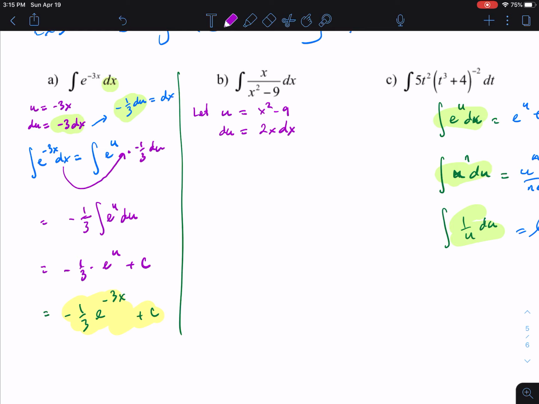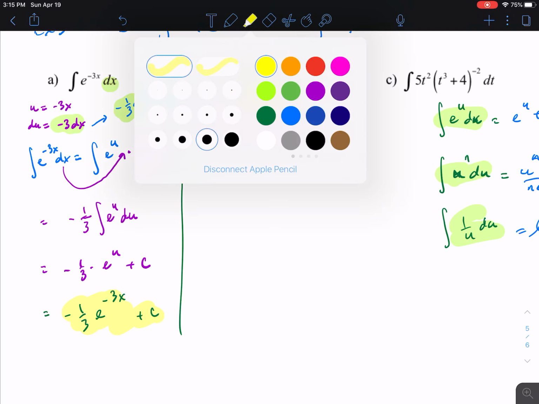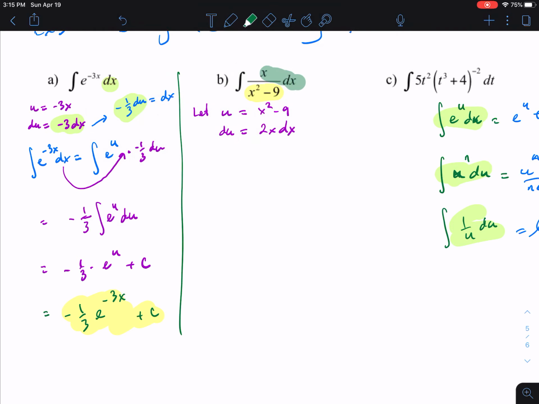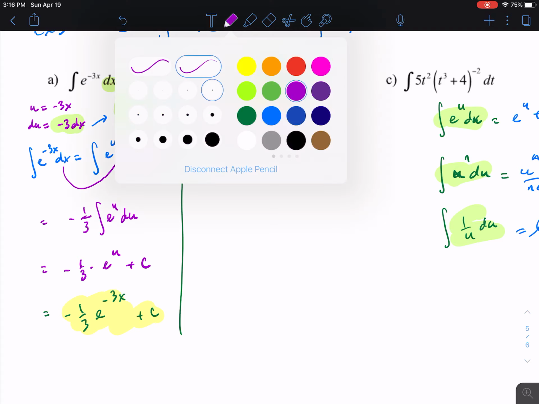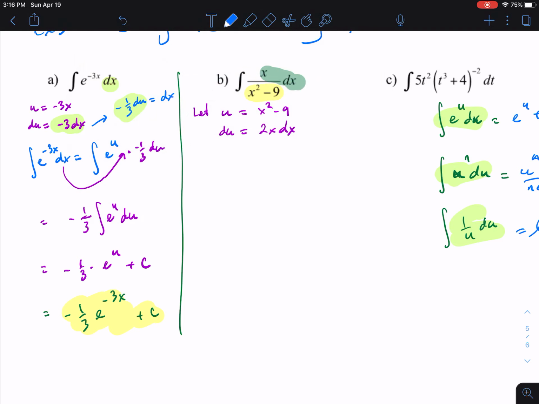Okay. Now notice that this part here is going to be u, but then we have this x dx left over to replace by du. Well, du is 2x dx, so we have an extra 2 there. So what we want to do in this case is divide by 2. So we have 1/2 du is x dx. Okay, so this x dx is going to get replaced by 1/2 du.